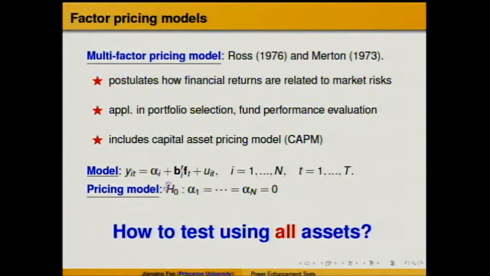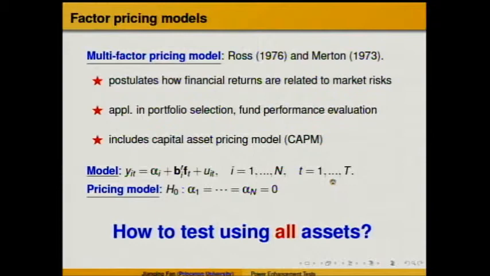So you have a lot of assets, and you have observed data over a short time period, and you would like to test the factor pricing model, which imposes further that all risk is being compensated, so that there is no extra market offer available to you. So this is the test. And this should hold for all the assets, not only for a few assets. So the question is, how do we test using all the assets?